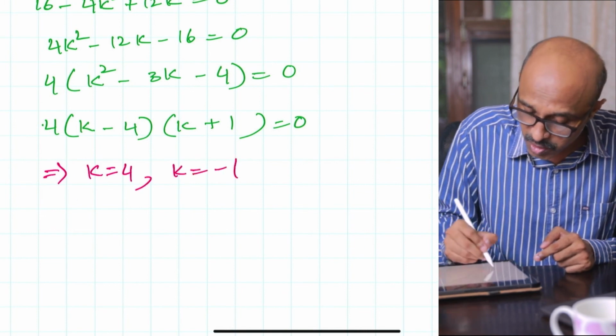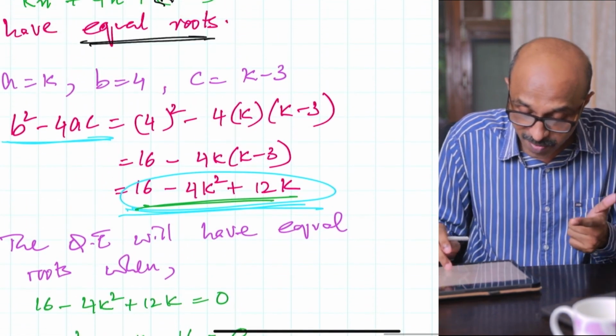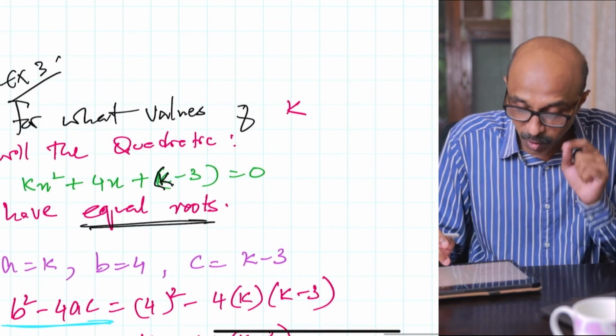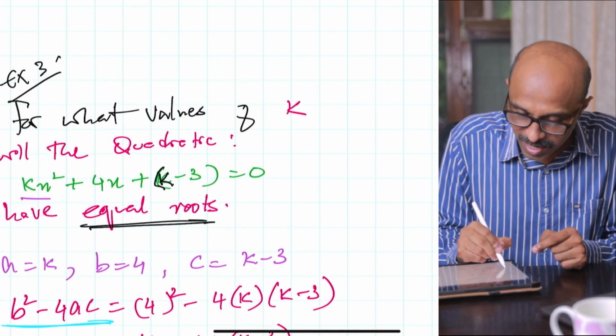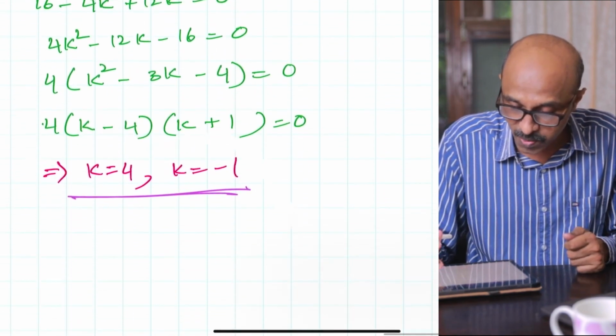So for these values of k, when k is equal to 4 or when k is equal to -1, our discriminant is going to be equal to 0, which means that for those values of k, this quadratic kx squared plus 4x plus k minus 3 is equal to 0 will have equal roots.